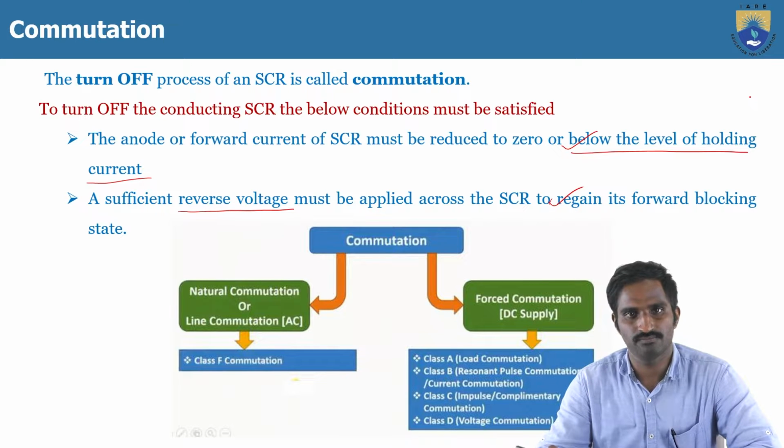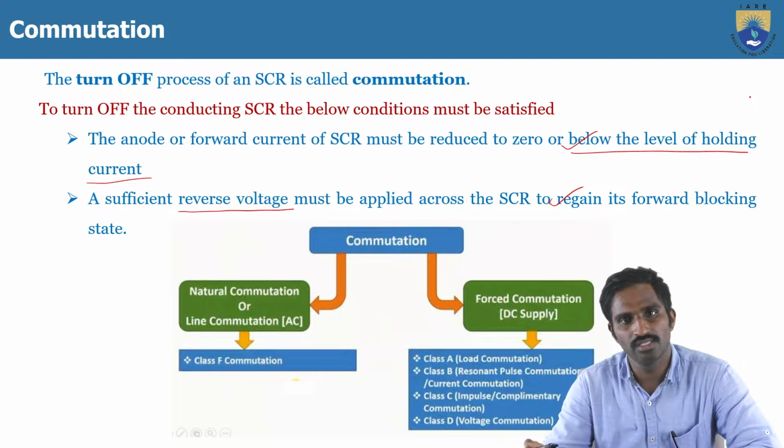But unlike in forced commutation, in line commutation only one commutation technique is there, that is called the class F commutation. Then we will discuss one by one. First we will discuss natural commutation, then after we will discuss forced commutation and the difference between natural and forced commutation. Then we will discuss the different types of commutation techniques present in the forced commutation as well as the line commutation.